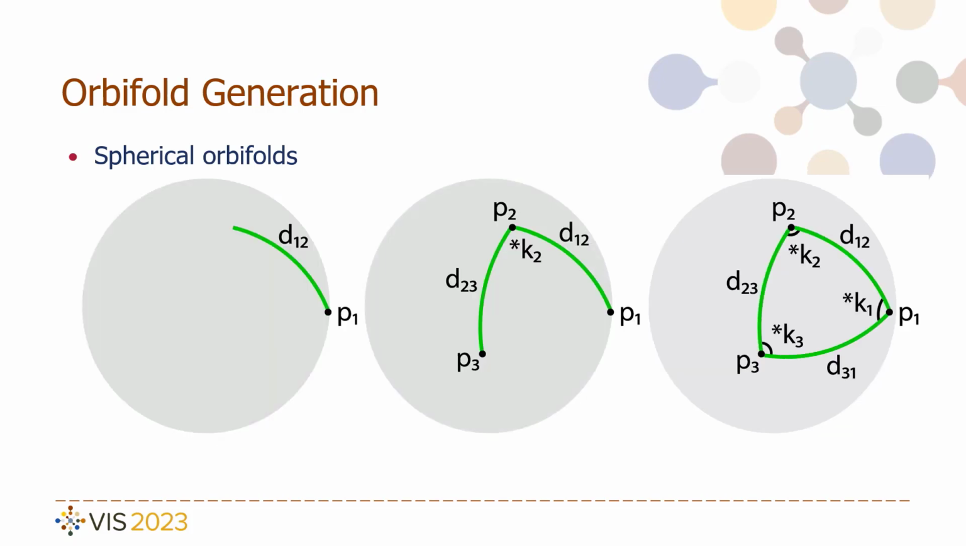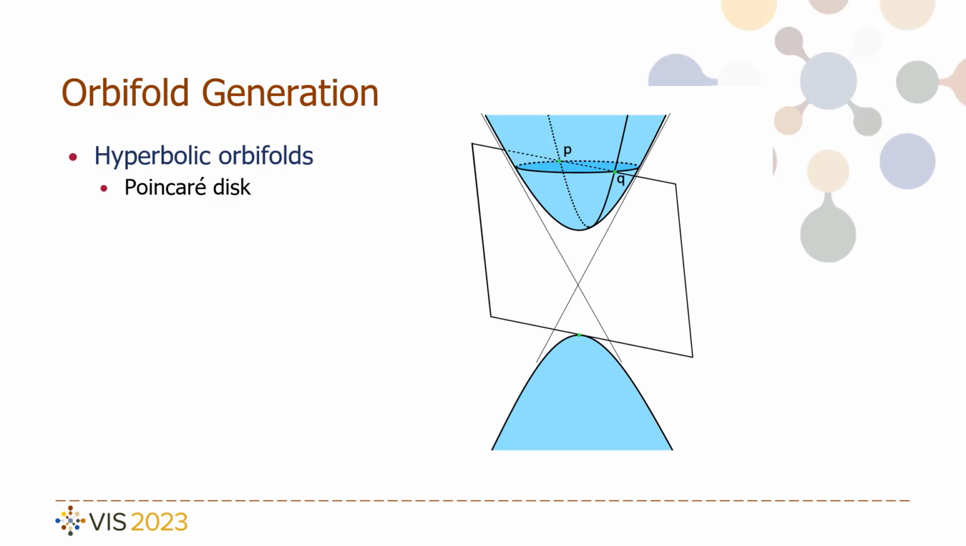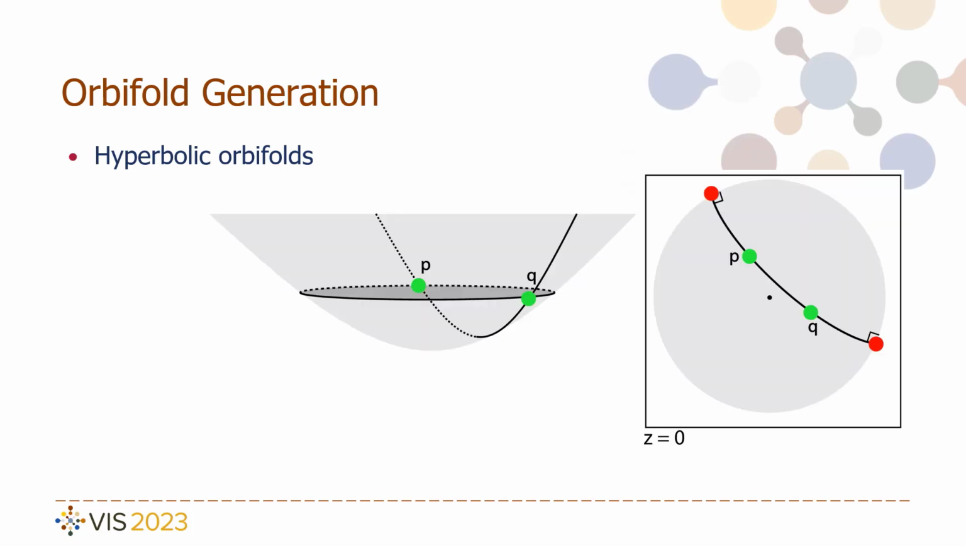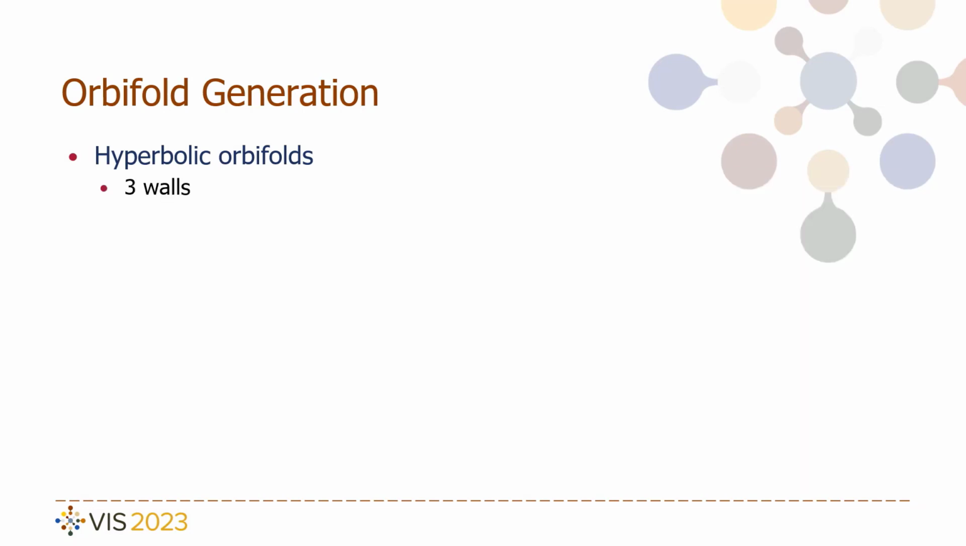For other triangular spherical Orbifolds, we can start with the first vertex P1, follow a geodesic for a distance to find P2. From P2, we walk along the second geodesic for a distance to find P3. This gave us the Orbifold. To compute the layout of a hyperbolic Orbifold, we can project the Orbifold from the hyperboloid onto the Poincare disk. Inside the Poincare disk, a geodesic is a circle that intersects the unit circle at the right angle. Our layout algorithm for triangular hyperbolic Orbifolds is similar to that for triangular spherical Orbifolds.